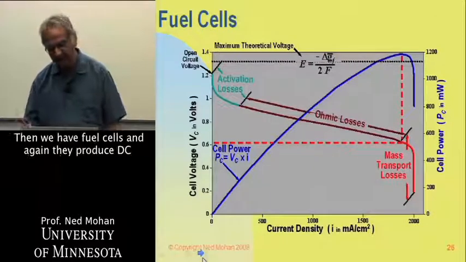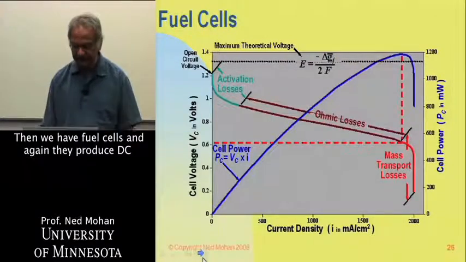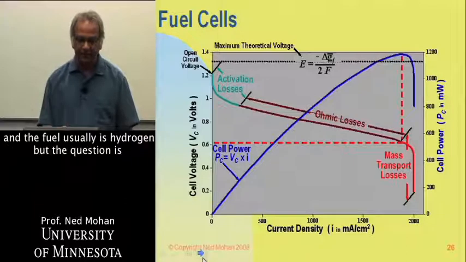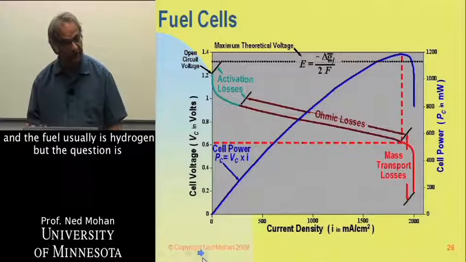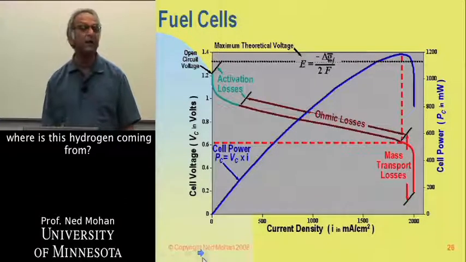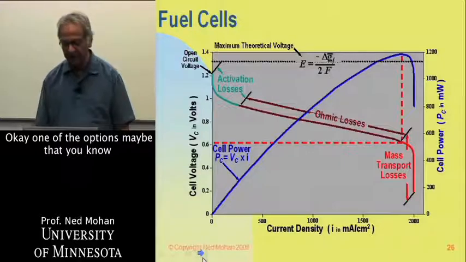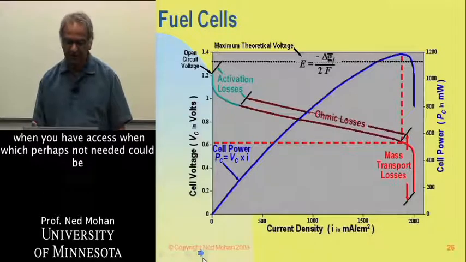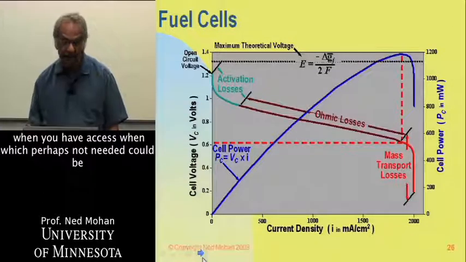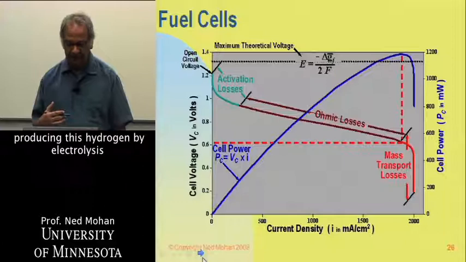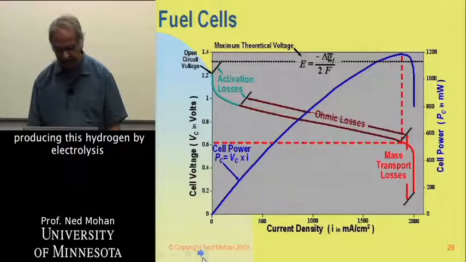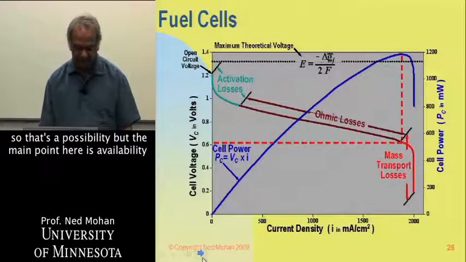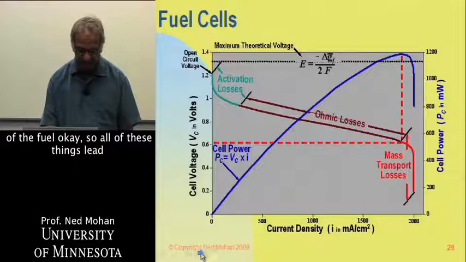Then we have fuel cells, and again they produce DC, and the fuel usually is hydrogen. But the question is, where is this hydrogen coming from? One of the options may be that when you have excess wind, which is perhaps not needed, you could be producing this hydrogen by electrolysis. So that's a possibility. But the main point here is the availability of the fuel.